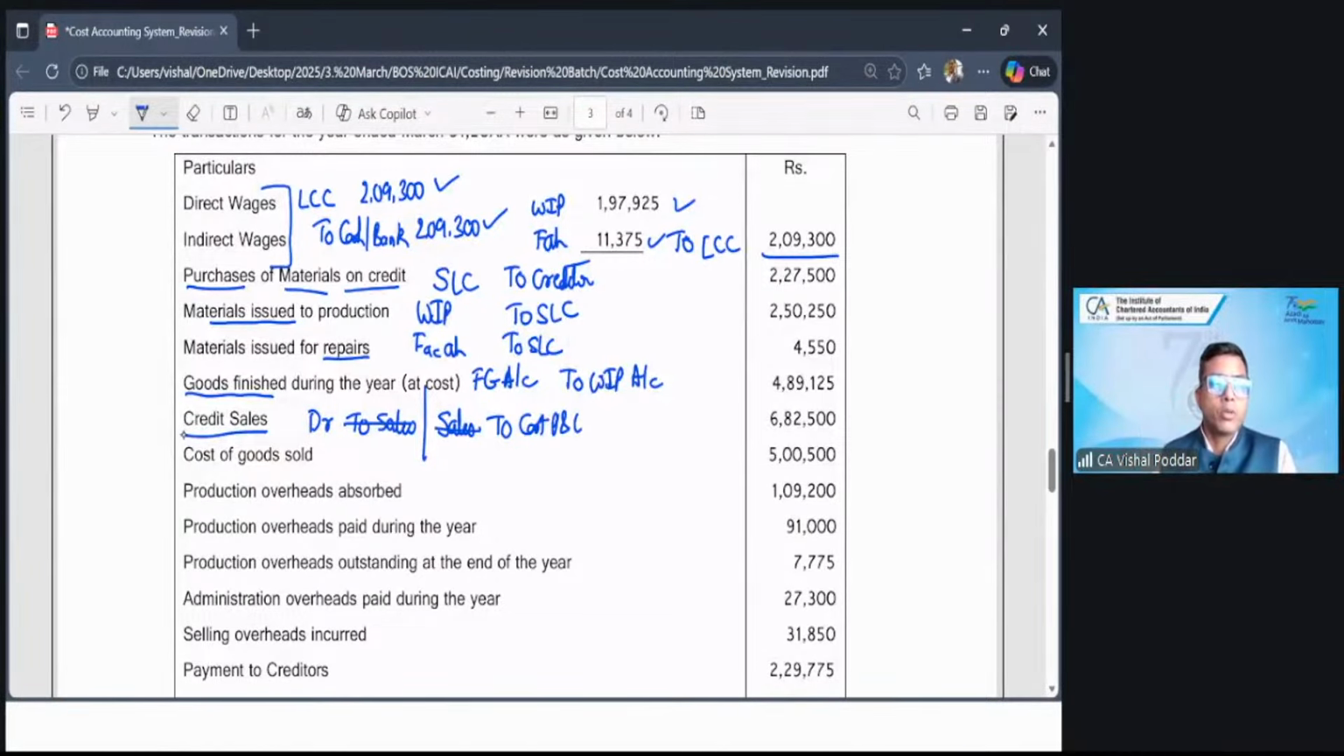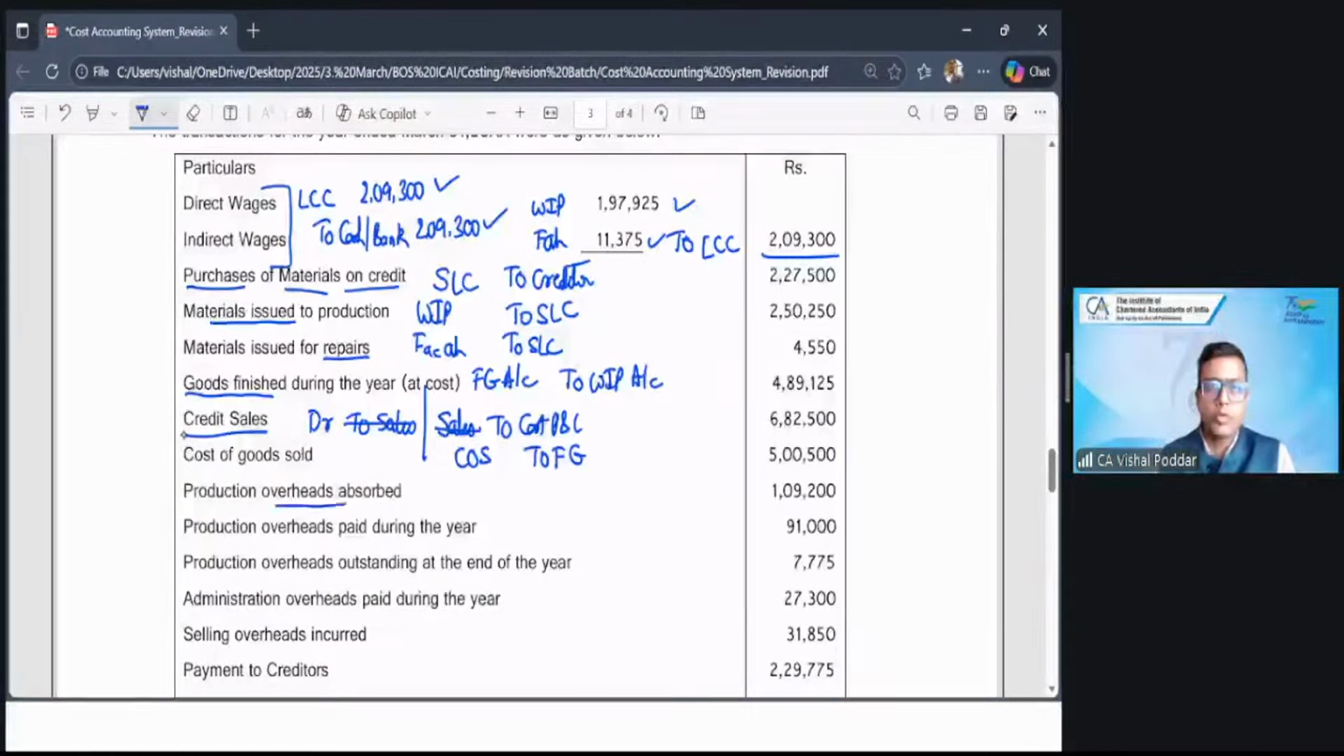Then cost of goods sold. Now for cost of goods sold, you transfer these to your COS account from the finished goods account. So in finished goods, we were keeping the stock. Once the stock is sold, it will be credited to the finished goods account. Right? Clear to all students up to this point?